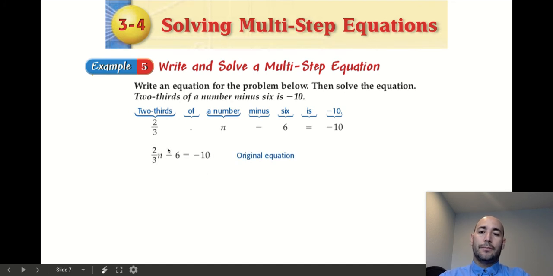Now I'm going to solve it. I'm going to start with this subtraction right here. So the opposite of subtraction is addition. So I'm going to add 6 to both sides. I have 2/3 n equals negative 4.